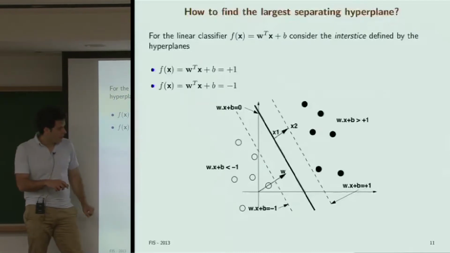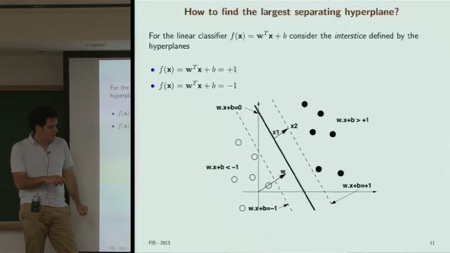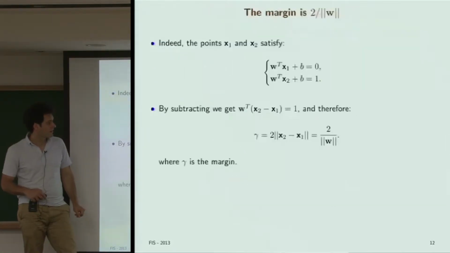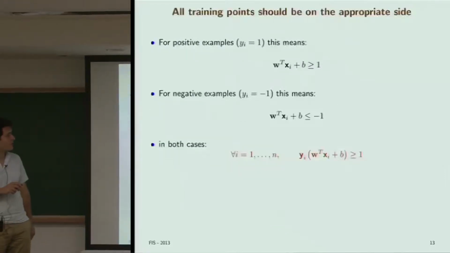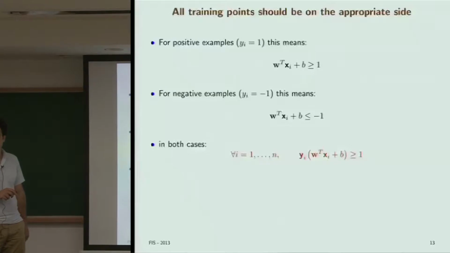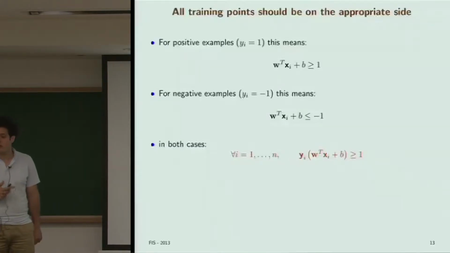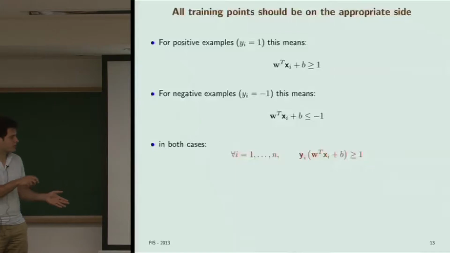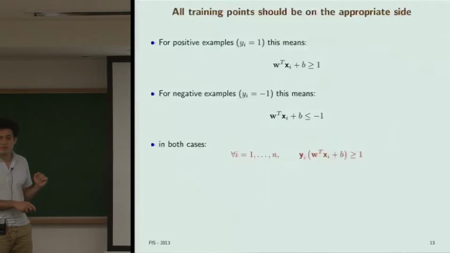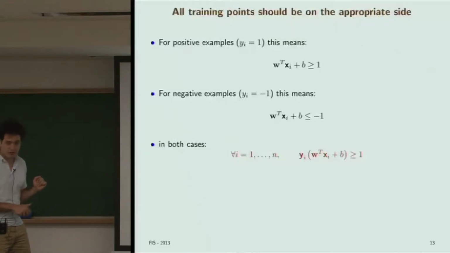So we want all points here to be such that w transpose x plus b is bigger than 1. Okay? So we want positive labels such that w transpose xi plus b is bigger than 1, and negative labels such that w transpose xi plus b is smaller than minus 1, on either side of the tube. If you put this together, it's simply that yi, the label, times w transpose xi plus b is bigger than 1.